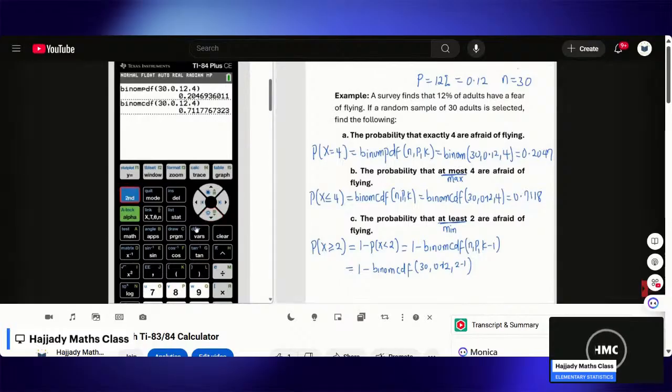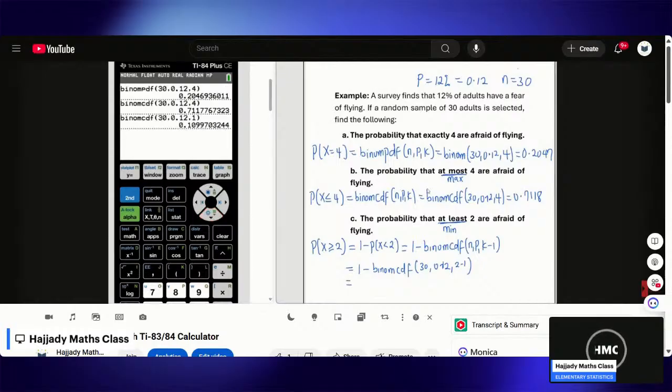Second, distribution, then you can come to binomcdf, plug in. So number of trials is 30, p is 0.12, but here the x value is going to be 1.